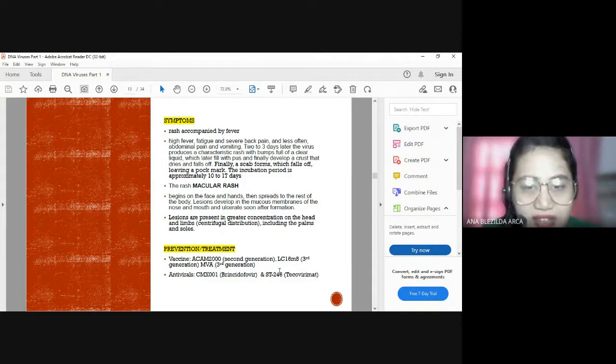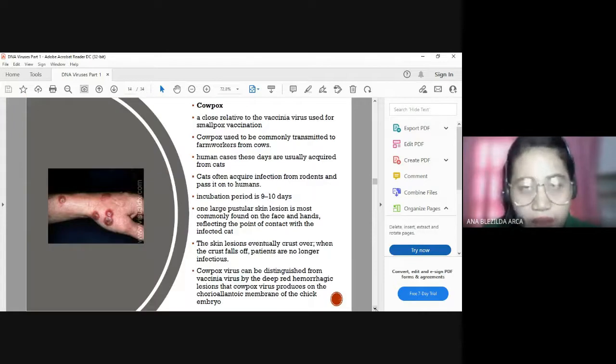Ito yung mga vaccine. For the antivirals, they have the CMX001 and the ST246. So that is the smallpox. So let's go to the cowpox. So cowpox, so from the word cow, di ba, malamang, isipin nyo cows, di ba? However, human cases have been transmitted through cats, sa mga pusa daw.